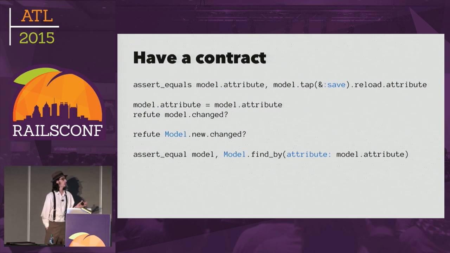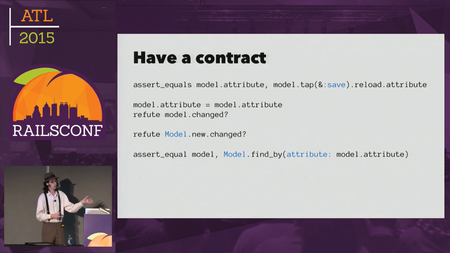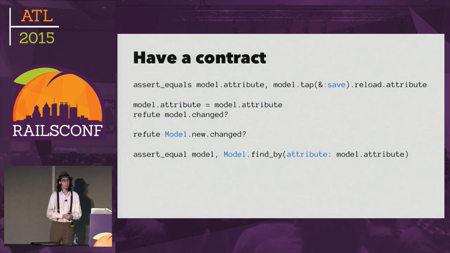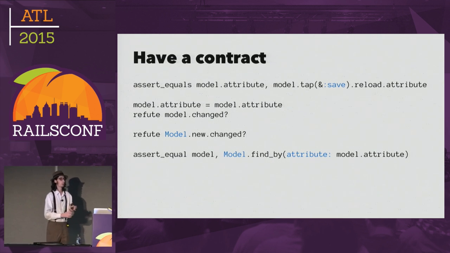One of the things that we want to have be universally true: when you assign a value to an attribute and then read that value back out, it should never change based on saving and then reloading from the database. If you assign the same value to a model from what's already there, the model should never be marked as changed. If you just call new on a model and don't give it any attributes, it should never be marked as changed. And for any possible value on an attribute, when you pass that to where or find_by or any of the finders, you should get that model back.